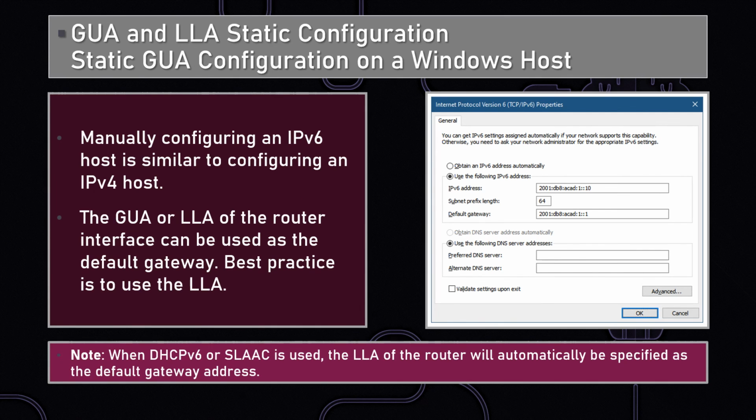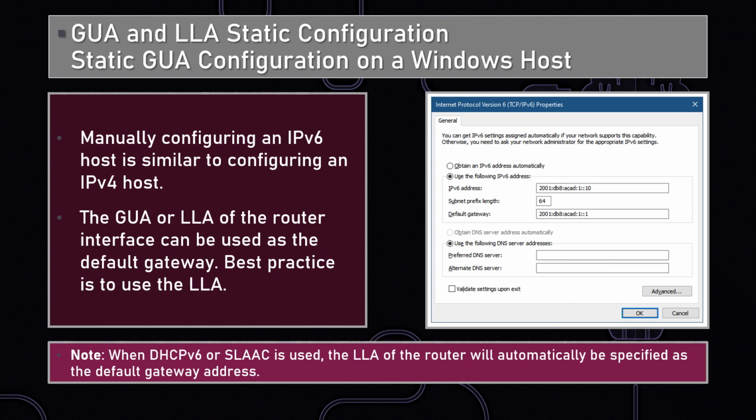Now on a Windows host, it's a little bit different than working in Cisco IOS, but not by much. We go in the same way we would configuring anything on IPv4. We're just going to use IPv6 instead. So we're going to go into properties. We're going to go to IPv6 instead of 4, and then we'll type in our addresses.